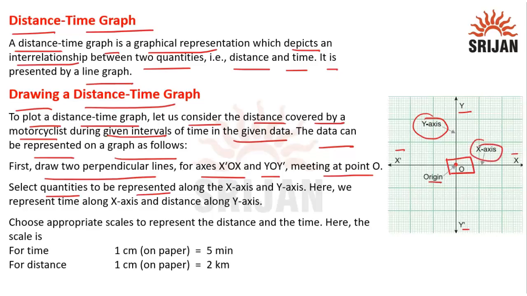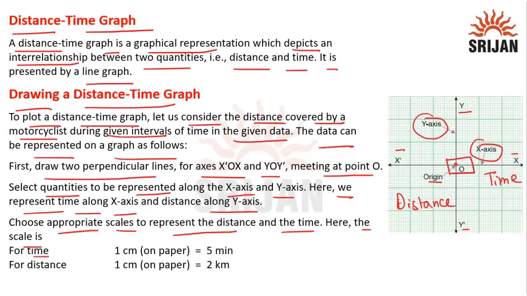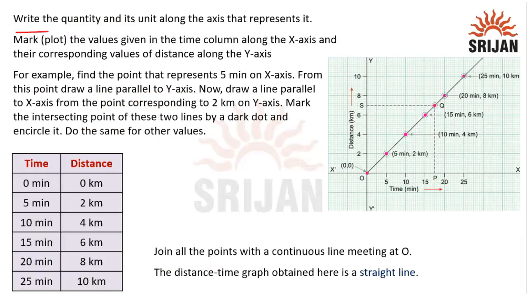Select quantities to be represented along the x-axis and y-axis. Here we represent time along x-axis and distance along y-axis. So along x-axis we are plotting the time, and along y-axis we are plotting the distance. Choose appropriate scales to represent the distance and the time. Here the scale is, for time we are taking 1 centimeter on the graph paper is equal to 5 minutes, and 1 centimeter on the graph paper is equal to 2 kilometer. Then write the quantity and its unit along the axis that represent it. So we have written here distance with the unit kilometer and time with the unit minute.